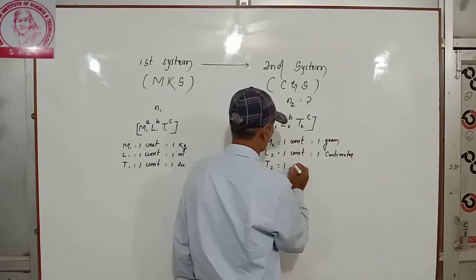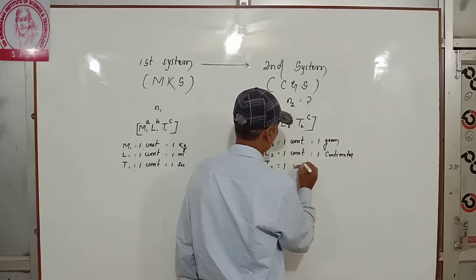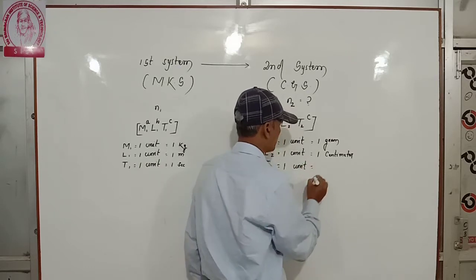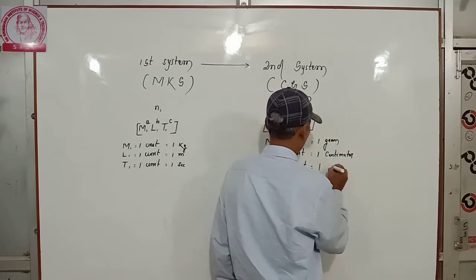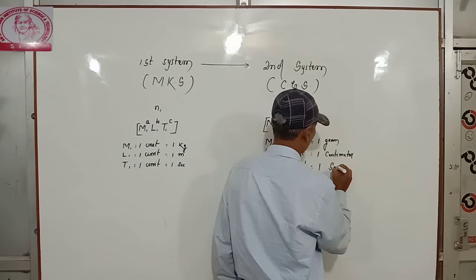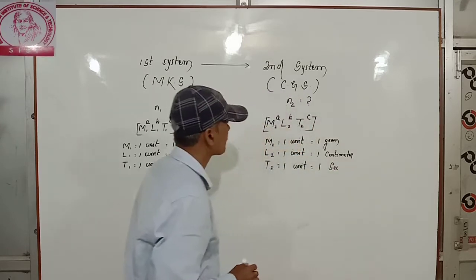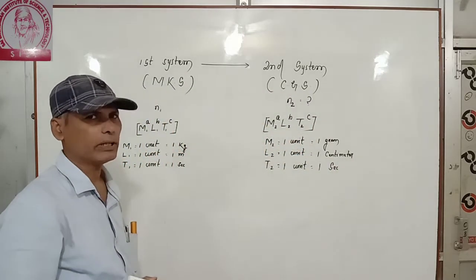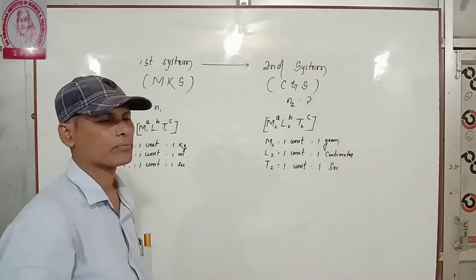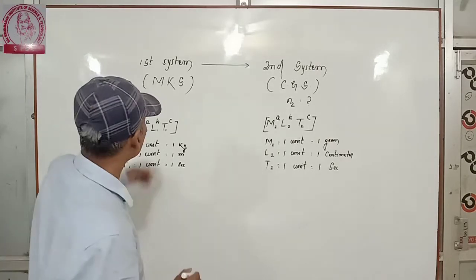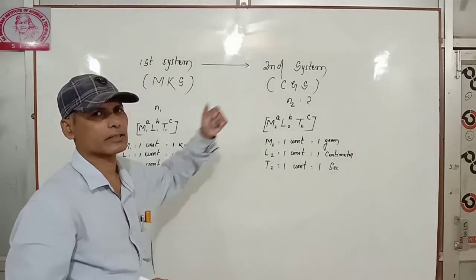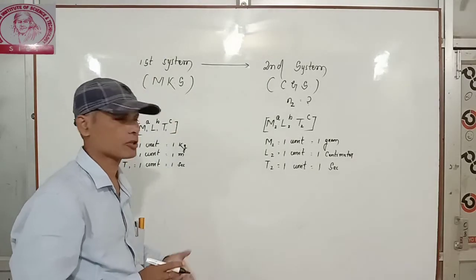This is also 1 unit, which is equal to 1 second, because the unit of time is second in the MKS system as well as in the CGS system, and in the FPS system also.